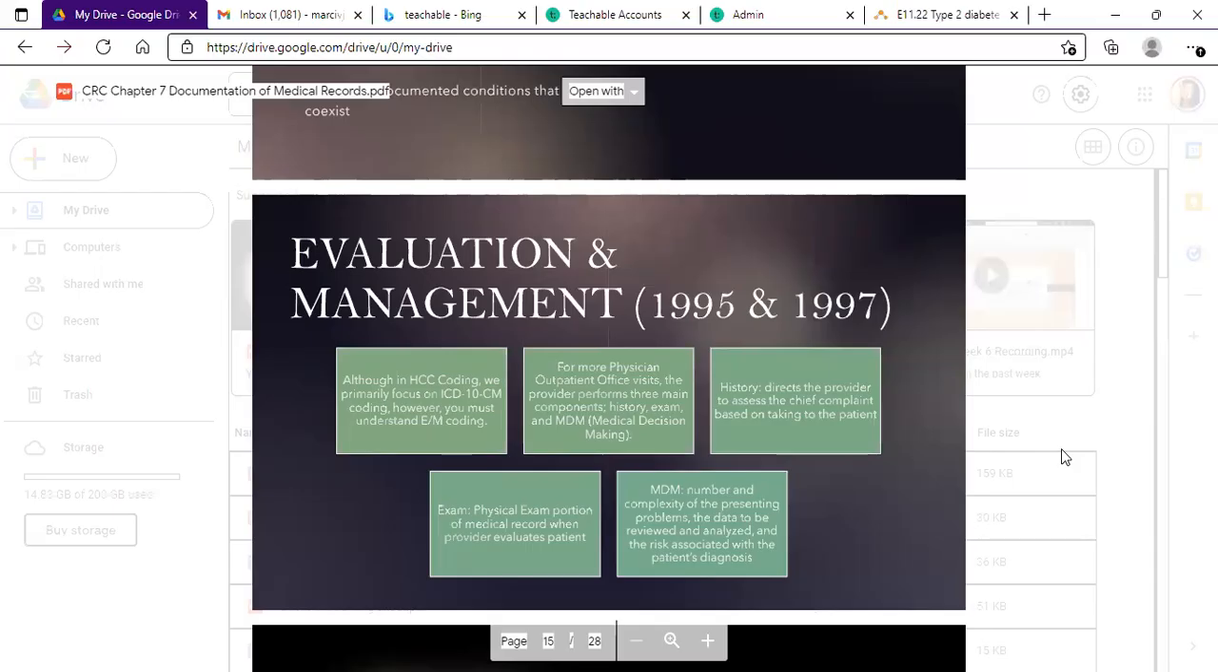It's also determined by the data to be reviewed, if they have to review lab results or diagnostic testing. And it's also the risk associated with the patient's diagnosis. Once we diagnose you with cancer, what are the risks? Is it terminal or did we catch it early? That's what's going to determine my MDM.